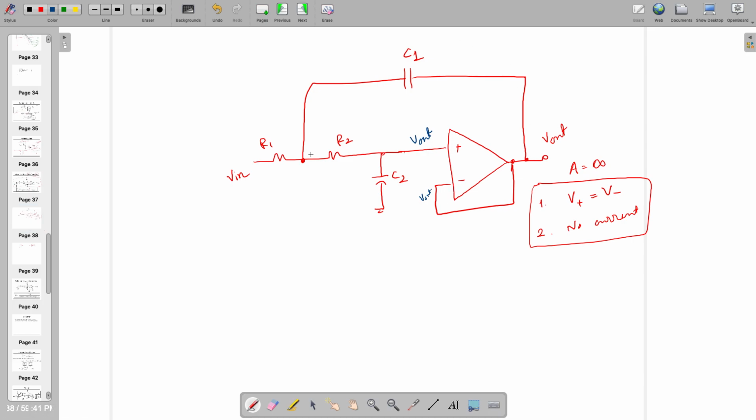This positive is coming back, yeah. This is negative feedback. This is negative feedback. So this topology has been given by Sallen and Key. This is a very standard design.